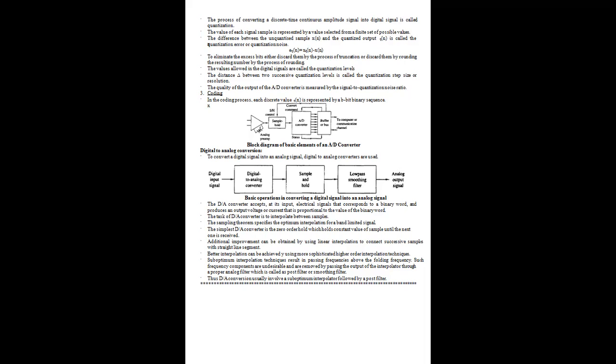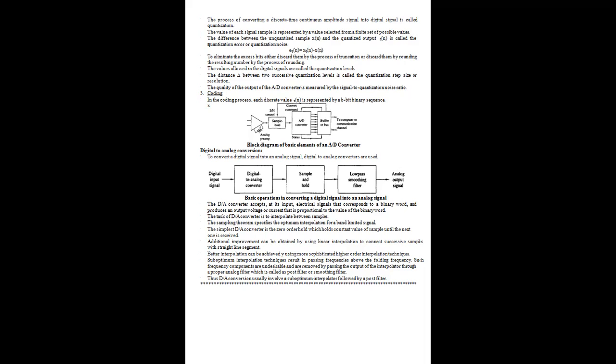The D to A converter accepts at its input electrical signals that correspond to a binary word and produces an output voltage or current that is proportional to the value of the binary word. The task of the D to A converter is to interpolate between the samples. The sampling theorem specifies the optimum interpolation for a band limited signal.